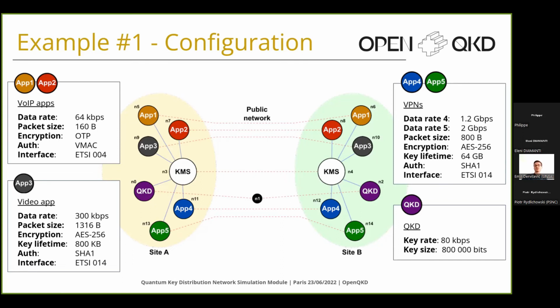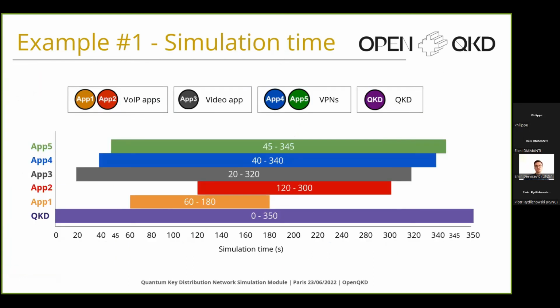However, in this case, the applications obtain only 1 key per request from the KMS system. So now that we have the topology in place and the configuration of different parameters, we have yet to configure the simulation time. It is presented in this slide here. As you can see, we are running a video application and 2 VPN tunnels for the duration of 5 minutes. And we have 2 VoIP applications running for 2 and 3 minutes respectively.